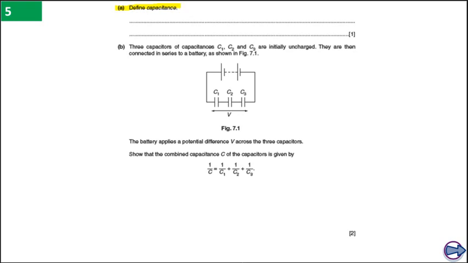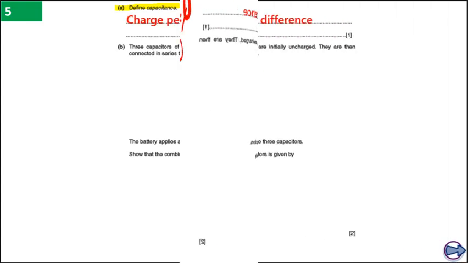So now how can we answer this one? This is quite straightforward. Simply we need to understand that Q is equal to CV, and C is the capacitance, so we can say C is equal to Q over V. Simply we can say charge per unit potential difference. So this is how we can answer.